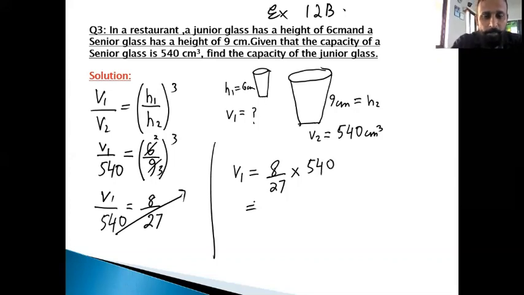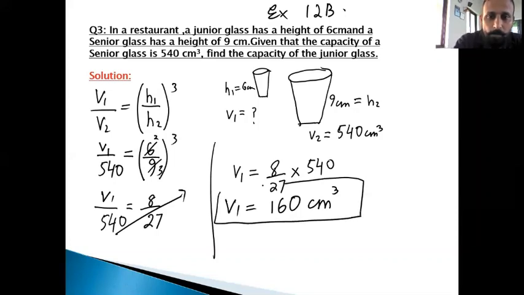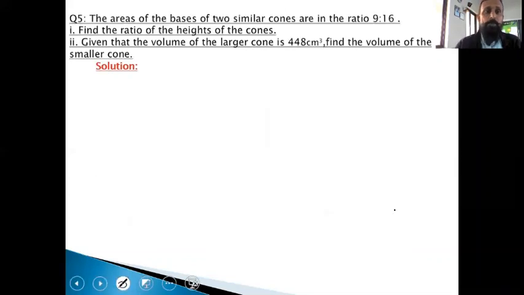So my dear students, you have your calculator with you. You can do it with your calculator. I'm also trying to do it. So my answer is found to be V1 equals 160 cm cube. All right, that's my first answer. We have simply used the formula: ratio of volumes equals the cube of the ratio of the corresponding heights. I hope the concept is clear. Let's move on to the next question.